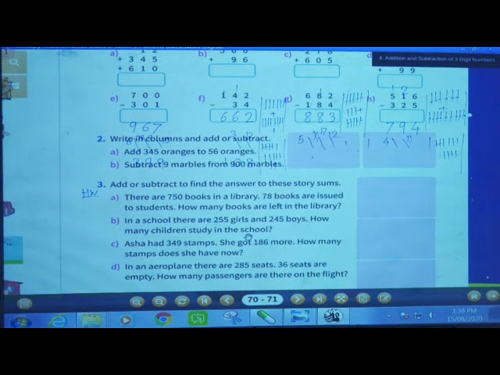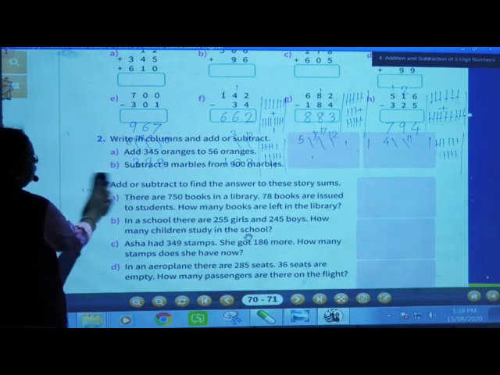So next you will see Mathematics B. This you are going to solve as homework. So turn the page.